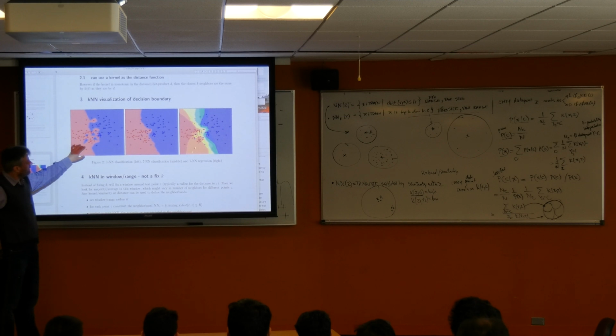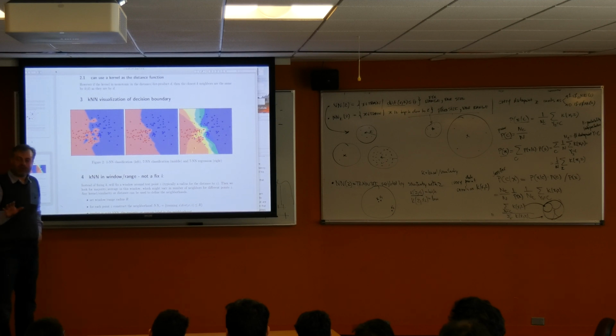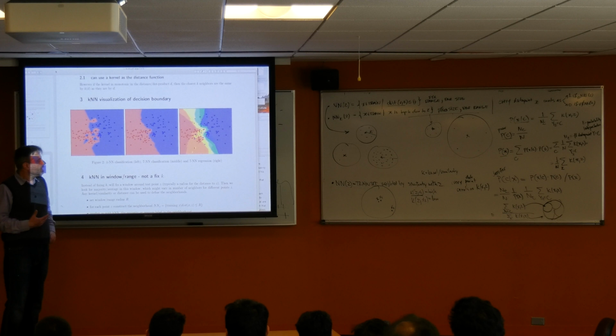So this is my data set, the same data set in all three pictures. Without knowing what's going on here, if I tell you I want to classify things, which one do you think is the right classification? What does the one on the right even mean?